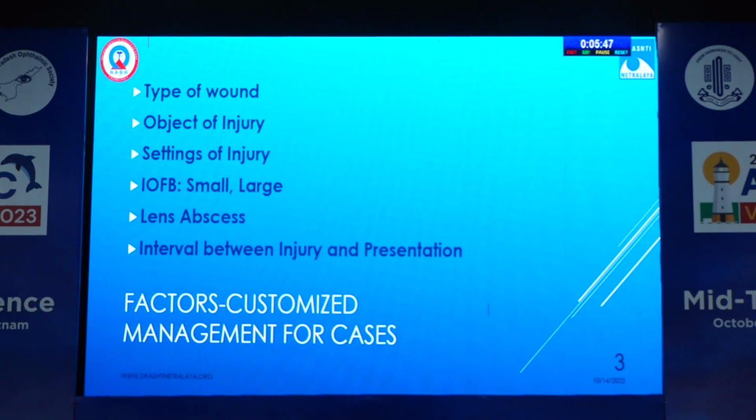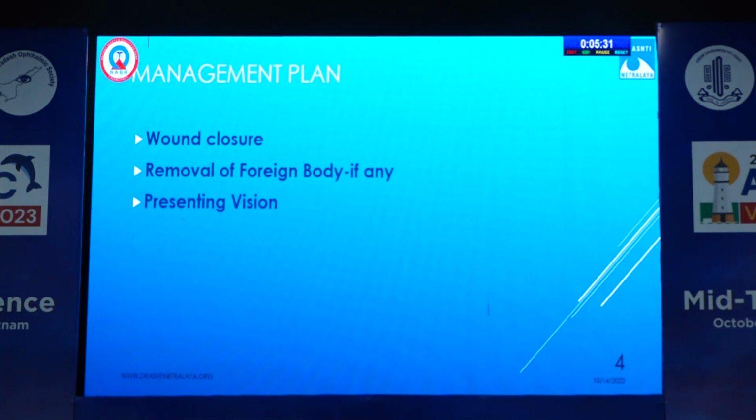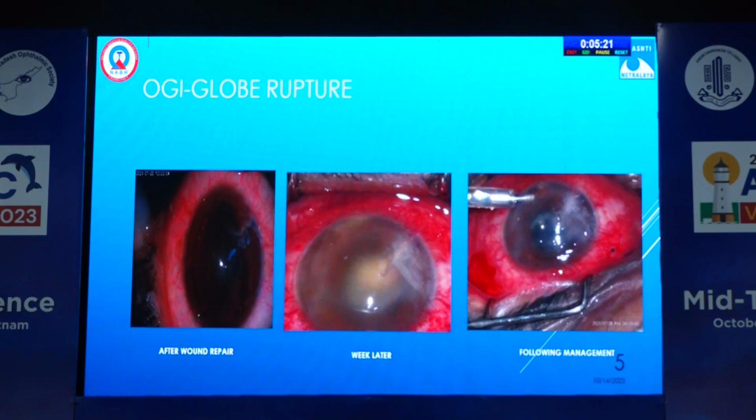Intravitreal, and the interval between injury and presentation is important. Management plan: wound closure is a primary requirement. Along with wound closure, intravitreal antibiotic injection is very important. Removal of foreign body if any. Presenting vision, we have to take into account according to that, and management of the anterior segment. Securing infusion in the vitreous cavity is very vital.